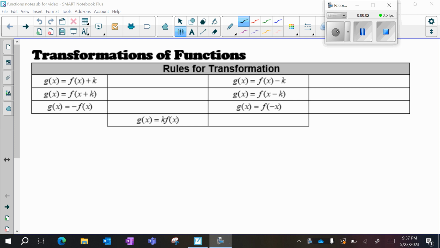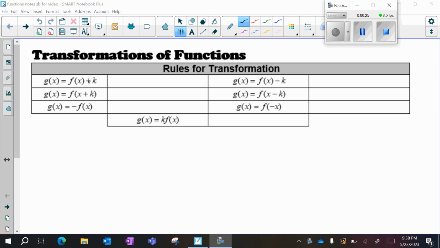So we're going to review all about functions. We're going to start out with transformations of functions. So these are all of your rules, but remember, if it's multiple choice, you can use your calculator. And if it's free response, you can use your parent function and your transformed function in the calculator to help you figure out the direction in case you forget any of these rules.